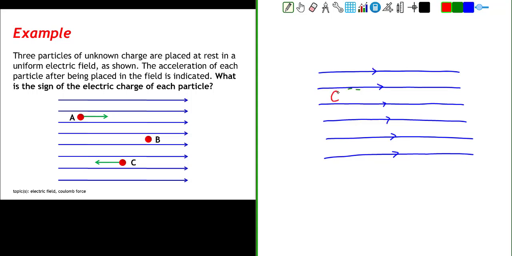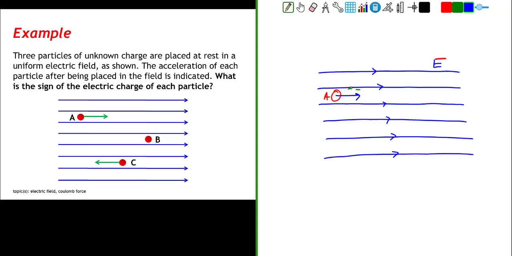Let's look at charge A. Charge A is accelerating in a direction that is parallel to the electric field. Let's go ahead and label the electric field E. And let's also assume that the only force acting on charge A is the force due to the electric field.